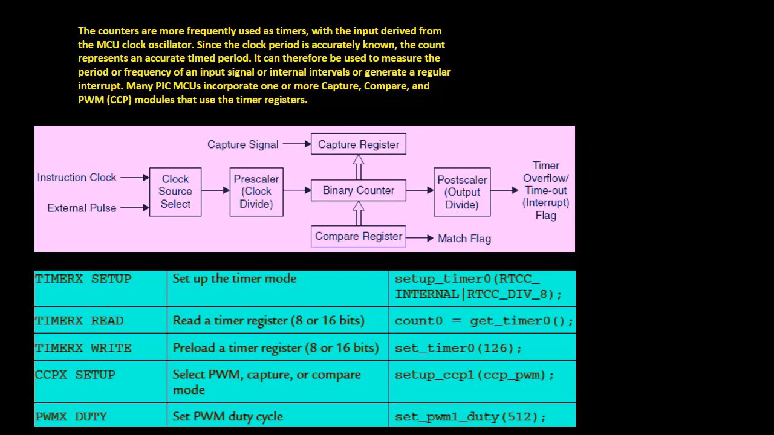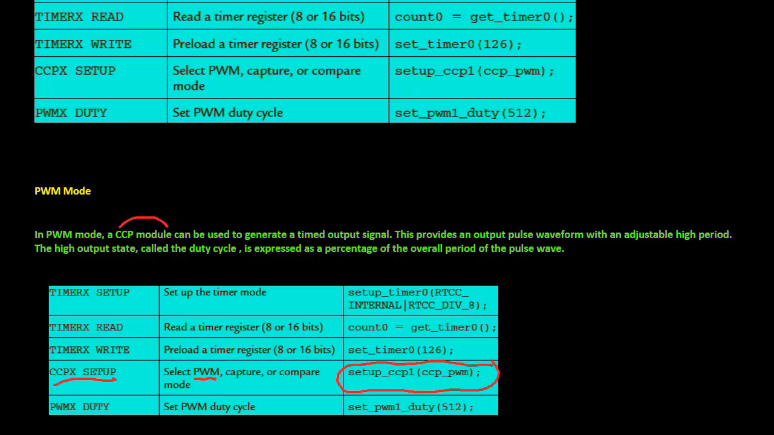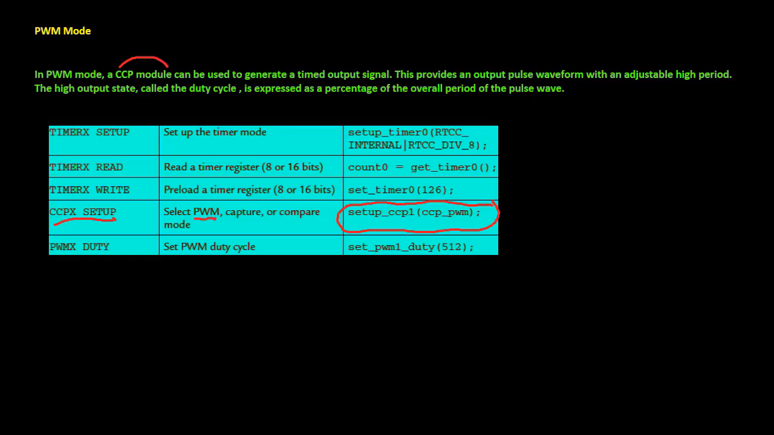The counters are more frequently used as timers, with the input derived from the MCU clock oscillator. Since the clock period is accurately known, the count represents an accurate timed period. It can therefore be used to measure the period or frequency of an input signal, or internal intervals, or generate a regular interrupt. Many PIC MCUs incorporate one or more capture, compare, and PWM, CCP, modules that use the timer registers. In PWM mode, a CCP module can be used to generate a timed output signal.